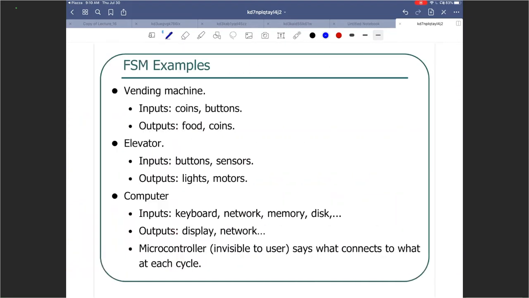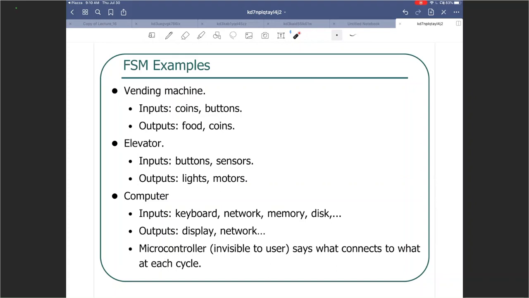Now, for many students, the following slides are probably the most interesting in the entire course because they relate digital design to real examples, which can be very interesting. So we'll be looking at some finite state machine examples here. One is of the vending machine, one is of the elevator, and another one for a computer. Right now we are not doing the design. We are just going to be talking about how we are going to be designing these finite state machines. So we'll start off with the concept here and then we'll move into the design aspects.